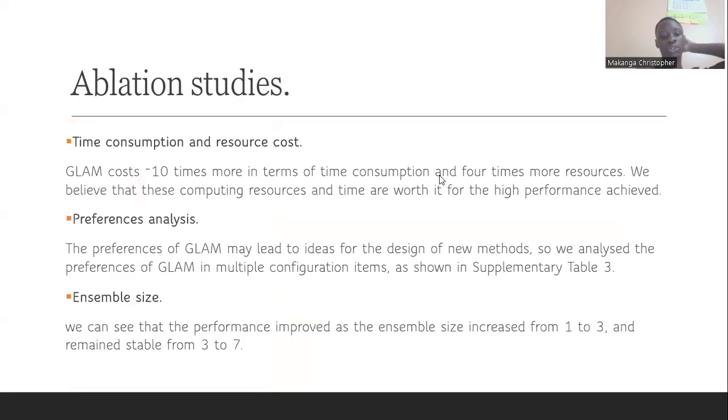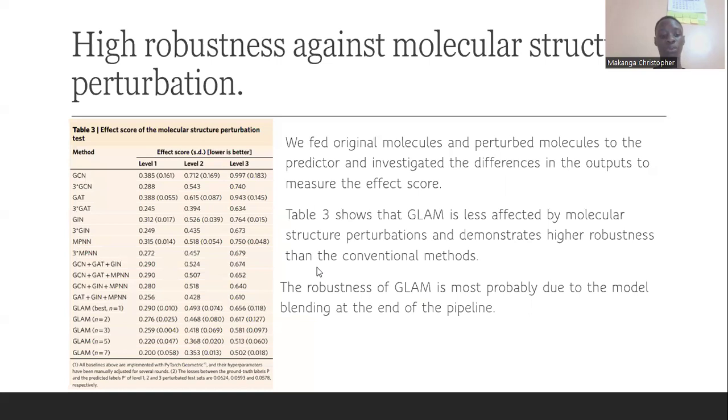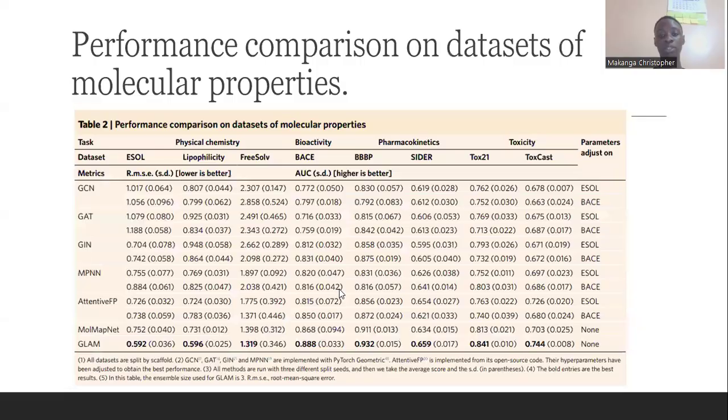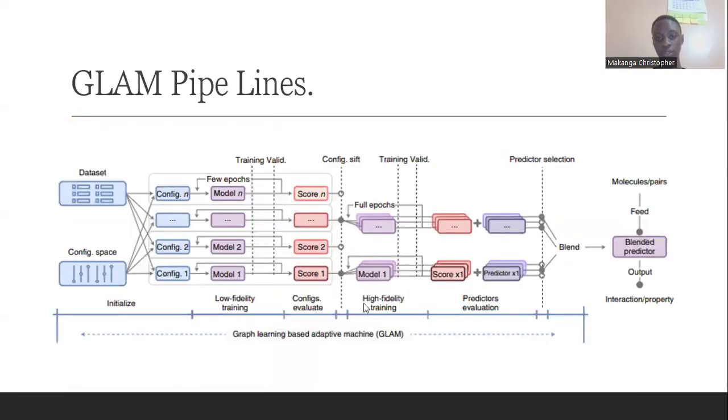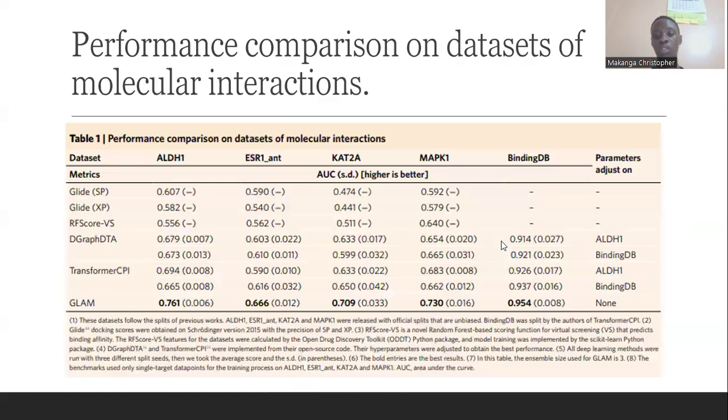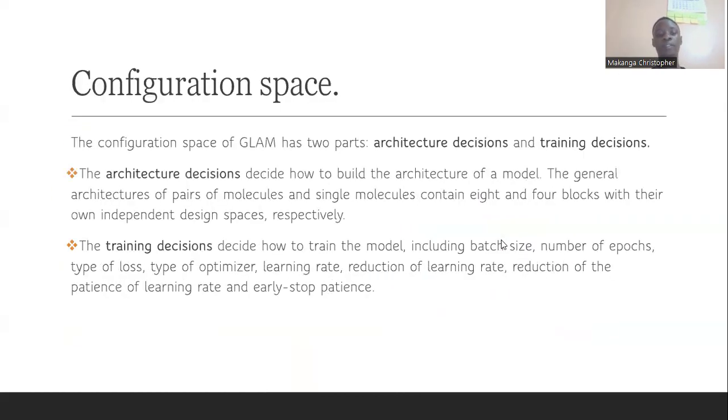As for ensemble size, the authors concluded that performance is improved as the ensemble size is increased from 1 to 3 and remains stable from 3 to 7, as shown here. Ensemble size is actually what determines the predicators to be chosen here and blended to come up with this one predicator.